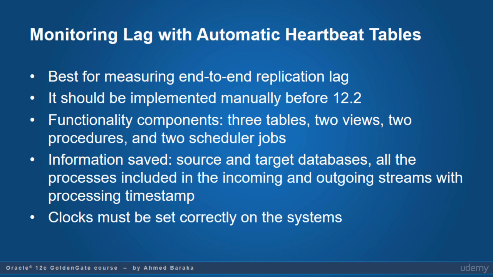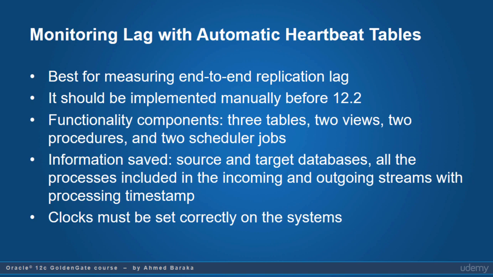As I said, before Oracle GoldenGate version 12.2, you had to do the whole solution yourself manually. Luckily, Oracle GoldenGate release 12.2 provides you out-of-the-box automatic heartbeat table functionality. This solution can not only calculate the end-to-end replication lag, but also you can obtain more information to evaluate the health status of your GoldenGate configuration.